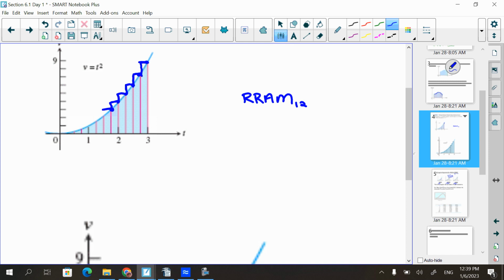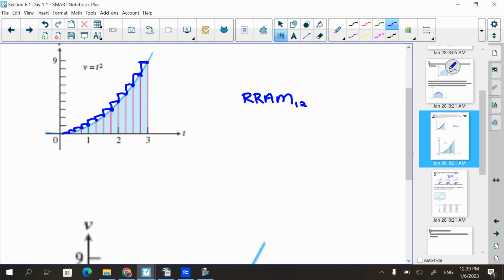Is this going to be an overestimate or an underestimate? Over, good. And then that last one's kind of hard to see. All of that extra that I just drew in is all an overestimate. In order to find this area, I would have to take the width of each one of these and multiply it by the height of each one. The width by the height, the width by the height, etc.